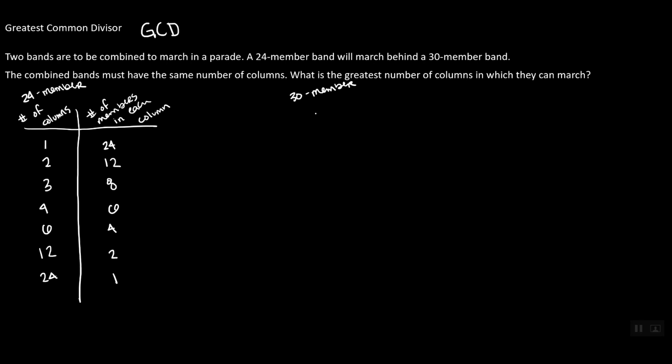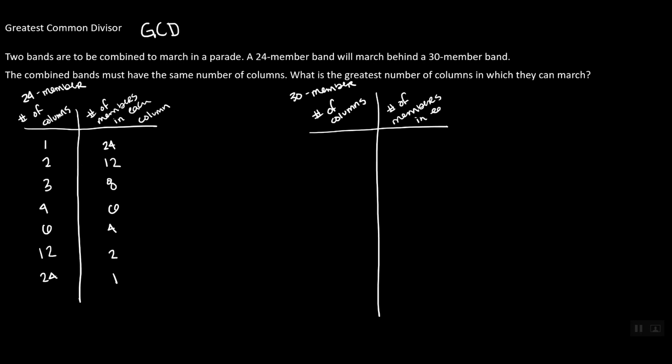Let's do the same thing for our 30-member band. Our 30-member band could be arranged in one column with all 30 members in that column. Or we could do 2 columns with 15 members in each column. We could do 3 columns with 10 members in each column.